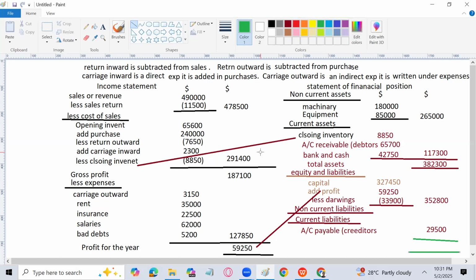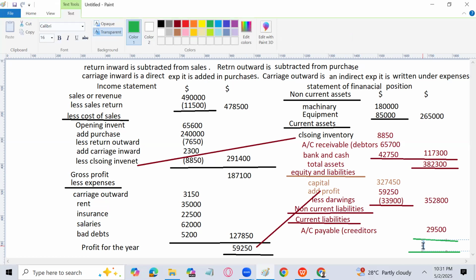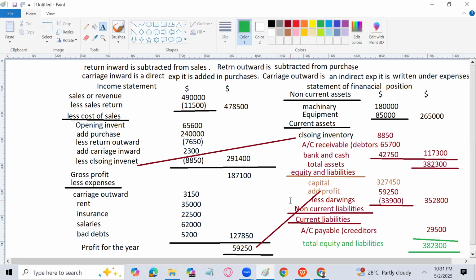Now I will go for the total. That is going to be 352,800 and 29,500. That is 382,300, and that is going to be the total equity and liabilities. So we have got the answer, total equity and liabilities. This is how we are done with this question. Now you can ask about any point if you want to.